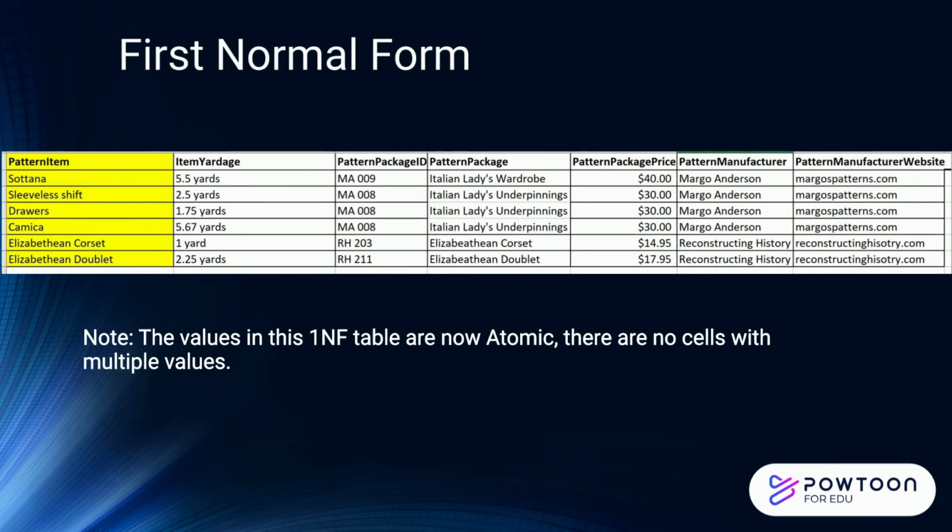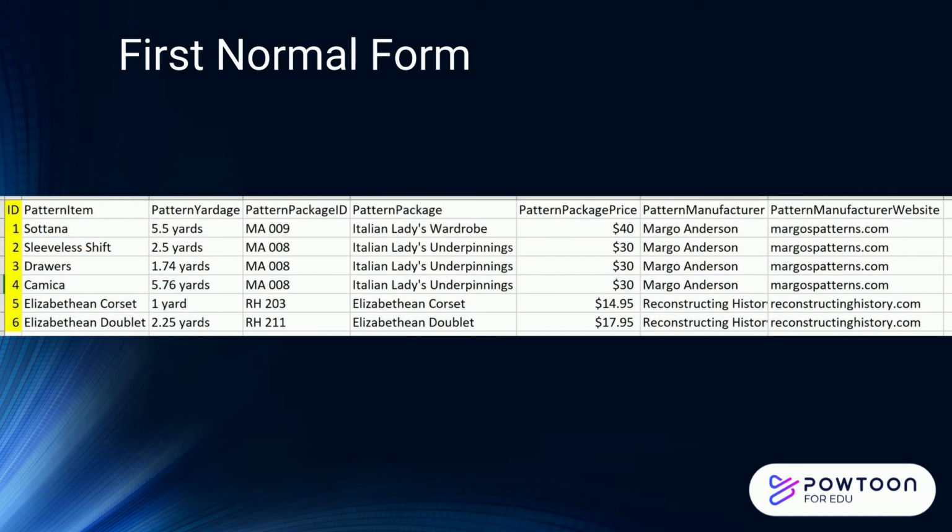The following shows our pattern item table in the first normal form. As you can see, the fields that were multi-valued have been given their own row. Each row has fields that are single-valued or atomic and cannot be split apart further. At this time, for best practices, I have also changed the primary key on this table to an integer ID that auto-increments.